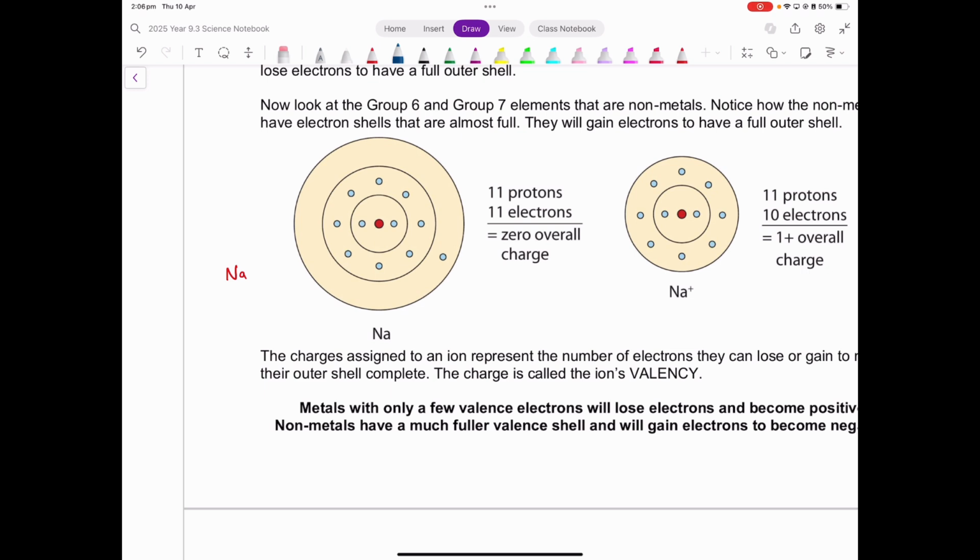In our first shell of sodium, how many electrons are there? 2. Remember the 2-8-8 rule. So, 2 electrons. In the second shell, how many electrons are there going to be? 8. So I'm going to draw 8 electrons. And in the final and the outer shell, how many electrons will there be? 1. It's all by itself.